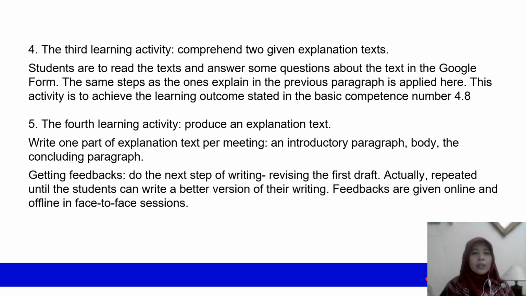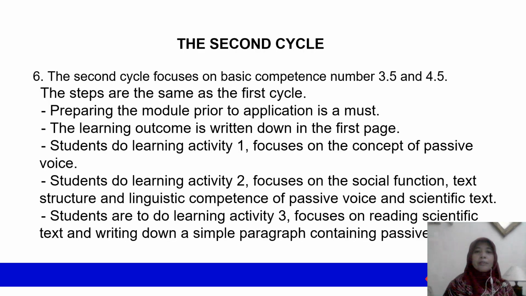As for the fourth learning activity, they produce an explanation text. They write per part. Firstly, they write an introductory paragraph, and then the body paragraph, and then the concluding paragraph. And based on feedback, they need to revise their writing. In the second cycle, the steps are pretty much the same. We have to prepare the module, and then we prepare learning activities up to 4 steps.